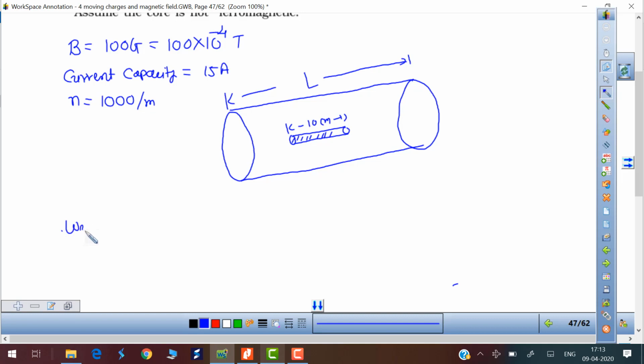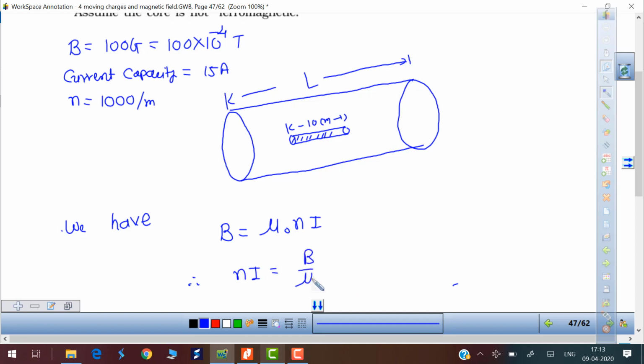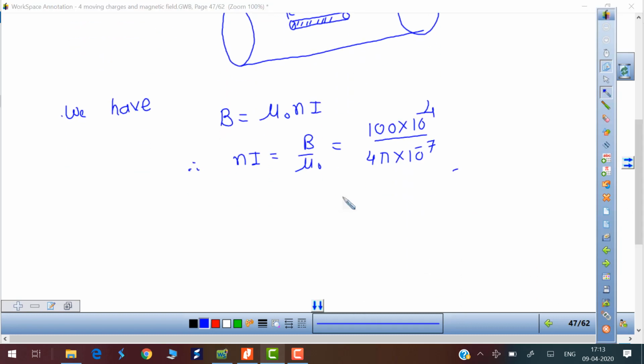So we have the formula B is equal to mu 0 n I, and therefore nI is equal to B upon mu 0. B is equal to 100 into 10 raised to minus 4, divided by 4 pi into 10 raised to minus 7. If you simplify this, you will get around 8,000.